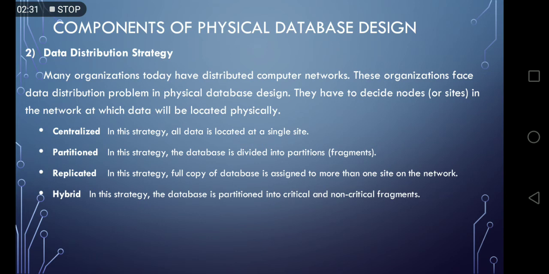Centralized. In this strategy, all the data is located at a single site. Partitioned. In this strategy, database is divided into partitions or fragments. Replicated. In this strategy, full copy of database is assigned to more than one site on the network. Hybrid. In this strategy, database is partitioned into critical and non-critical fragments.